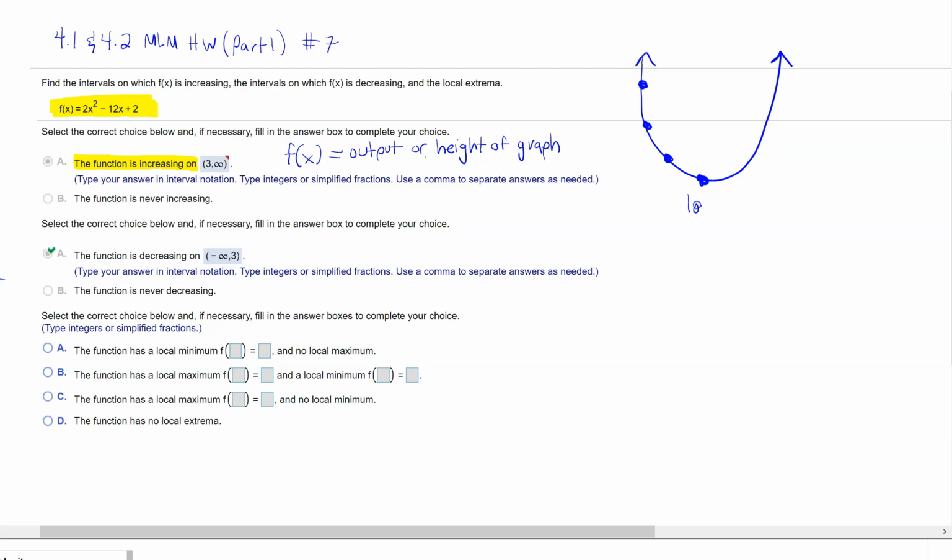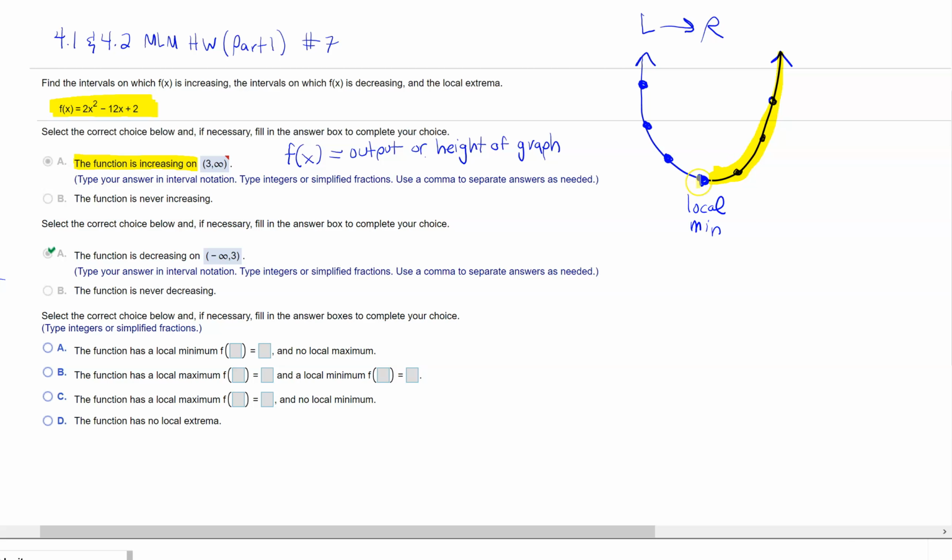This is a local minimum. That local minimum is the lowest output or the lowest height of the graph as I'm moving from left to right across this parabola, and then my heights start to increase again. Okay, so my function is actually going to be increasing to the right of that local minimum because the outputs of the graph or the heights of the graph are getting higher.